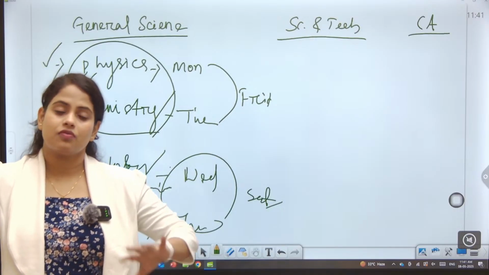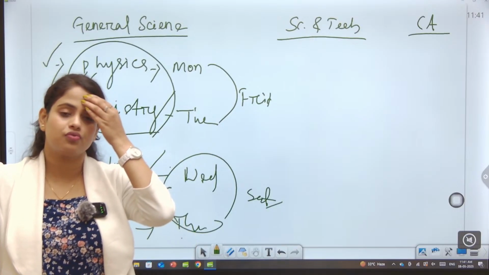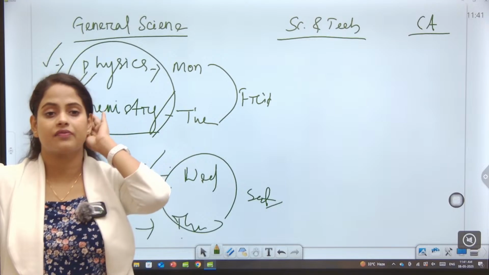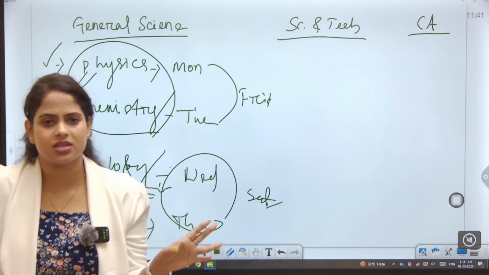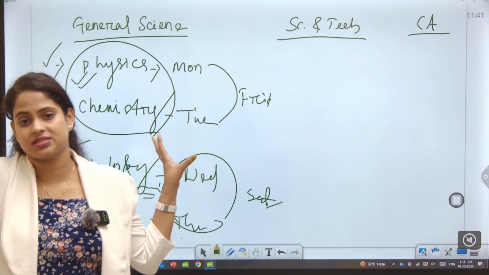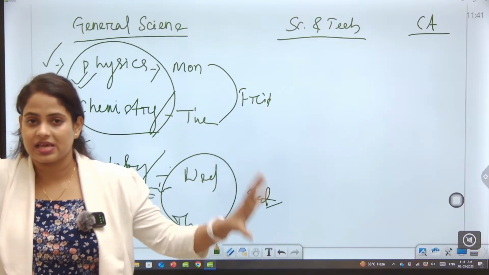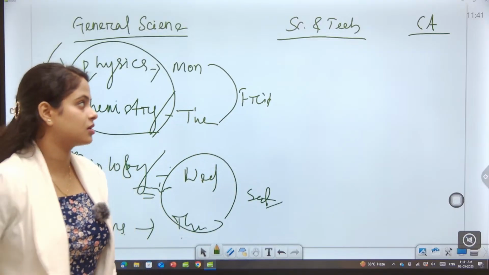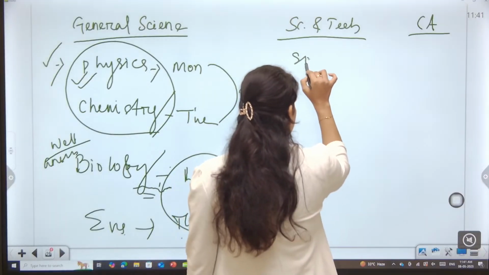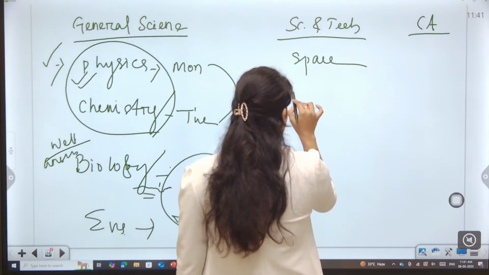And guys, if you are thinking that you are just covering the current affairs on a daily basis, so there is no need of covering the general science or the science and tech questions part, the space tech, the defense tech, everything, then this is not going to work.